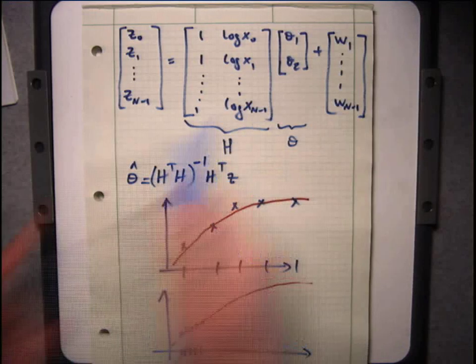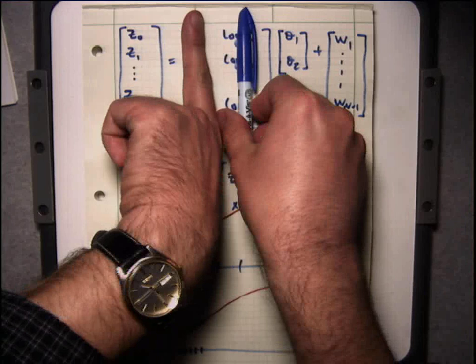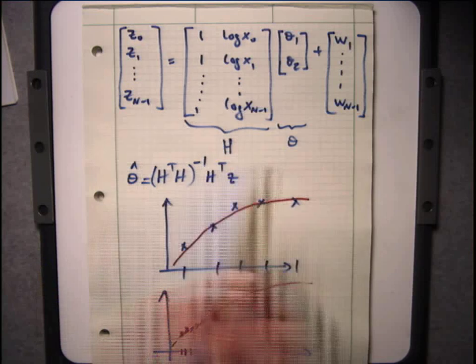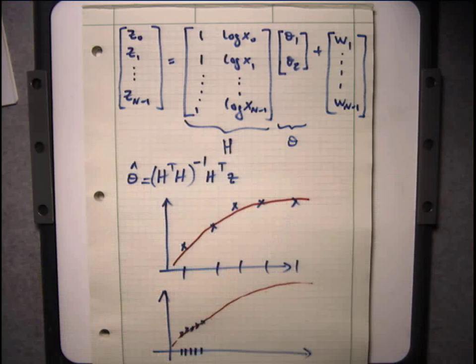If you have the two columns, if one is just simply a linear multiple of the other, then the rank is going to be 1, which means that H transpose H is not even invertible. Okay? All right. So it's always good to keep in mind the intuition behind these condition numbers and how they affect the overall accuracy of the problem.